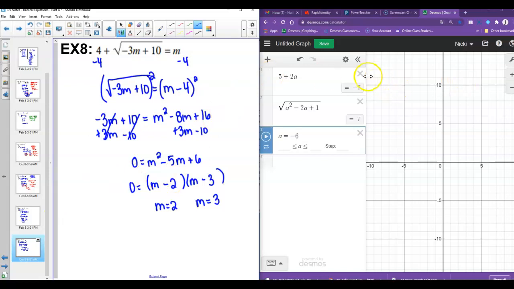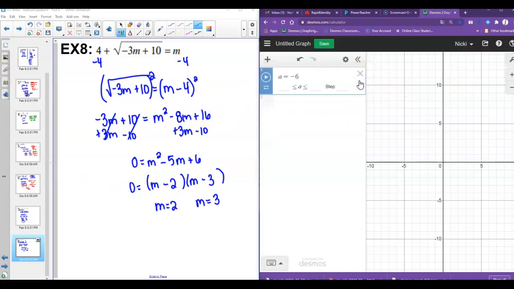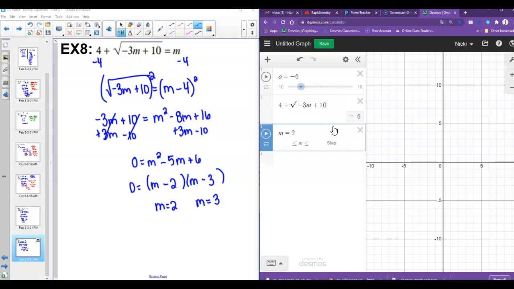Let's try that same thing with Desmos here that I did for the other problems. So we would say 4 plus square root of negative 3m plus 10. I'm going to use the m actually this time. And if I say m equals 2, I will get 6. 6 does not equal the m, which is 2. So 2 is an extraneous solution. And if I plug in 3, let's see, neither one of these work.